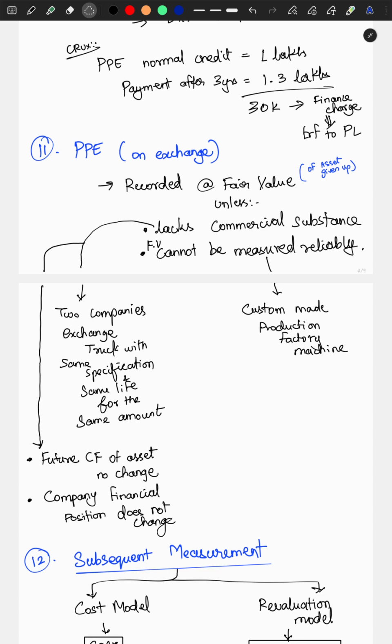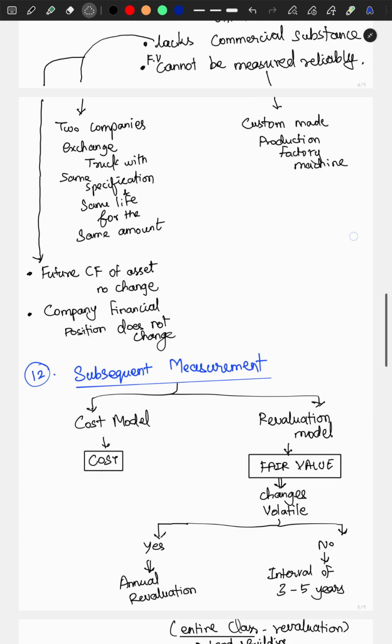In some situations where the production factory machinery will be custom made specifically for that business type, in those cases we will not be able to measure the fair value. Hence cost, or the book value, can be treated as the cost of the PPE.